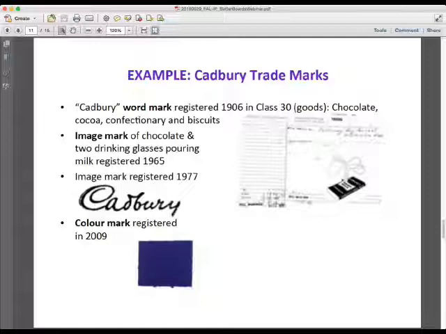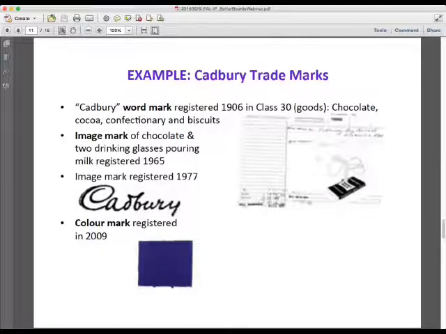So you can get a particular color registered, but it's very hard, and you have to show a lot of use, and that the public actually recognizes that color with you and only you, and no other providers. So it's just a type of trademark that you can get.